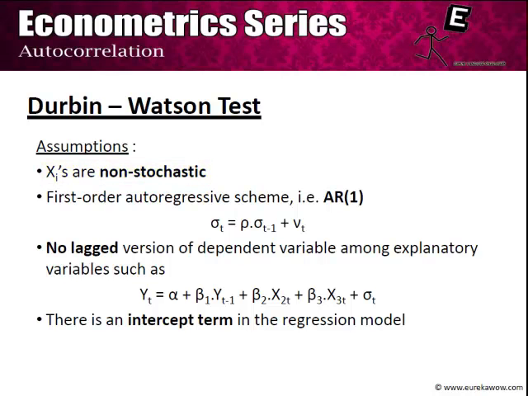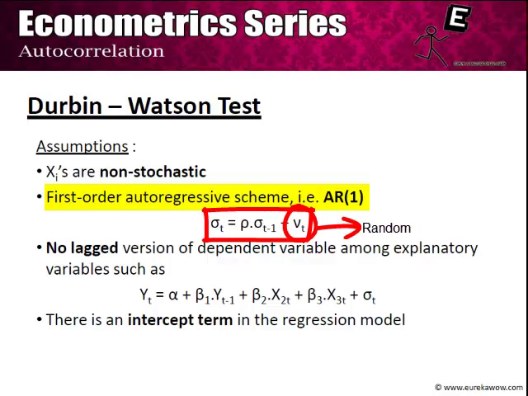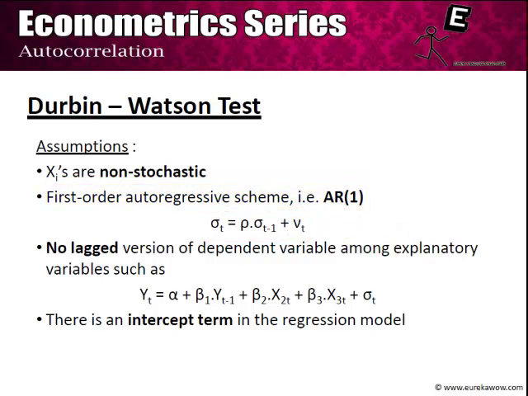The next three assumptions that we make are with regard to the particular functional form of the error term. The first of these is that the error term follows a first order autoregressive scheme or an AR1 scheme, that is sigma t equal to rho of sigma t minus 1 plus nu t, wherein nu t is a random component and rho is the dependence of sigma t on sigma t minus 1. Note that sigma t cannot be dependent on any other period's error term except for that of t minus 1.